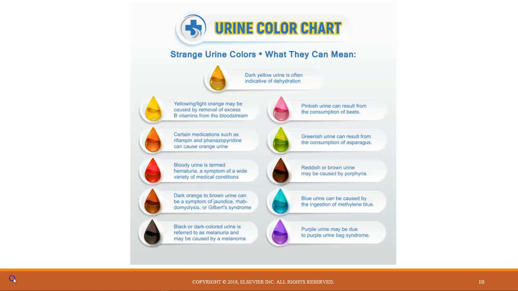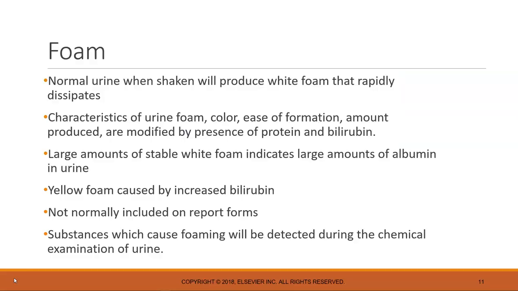chemical method. I found this chart on the internet, and I thought it may be of interest to you because it shows you the different colors of urines and the causes behind that color change. Foam is usually not a procedure that's done, but just out of curiosity, if you shake a normal urine, it will produce a white foam, and that white foam rapidly dissipates.